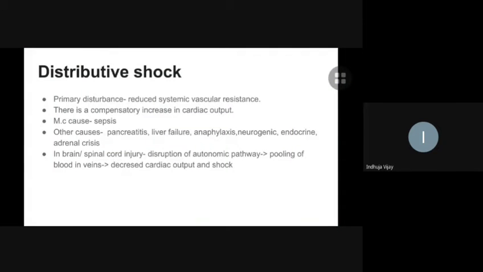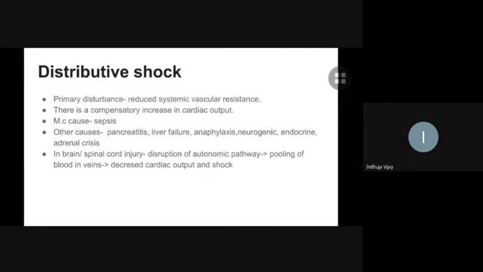So, distributive shock. In distributive shock, the primary disturbance is reduced systemic vascular resistance. That is, in the peripheries, there will be vasodilation in the peripheral vessels. Okay, that is reduced systemic vascular resistance. So, to compensate for this, there will be an increase in the cardiac output. Okay, so the most common cause for distributive shock is sepsis. Other causes are pancreatitis, liver failure, anaphylaxis, neurogenic, endocrine, and adrenal crisis.